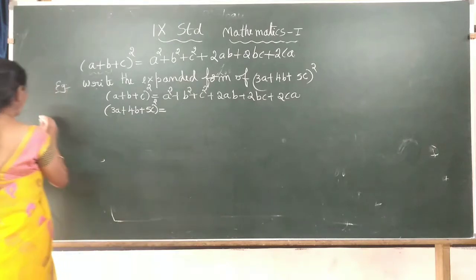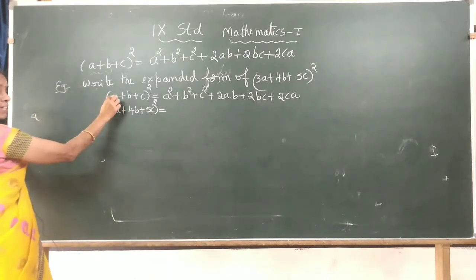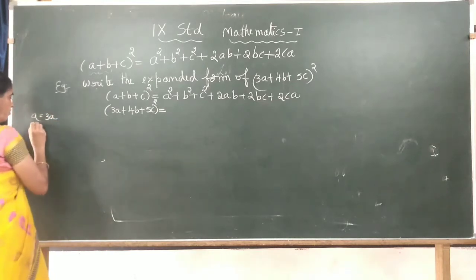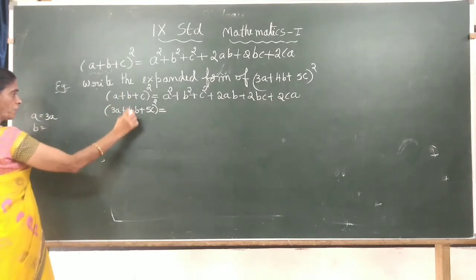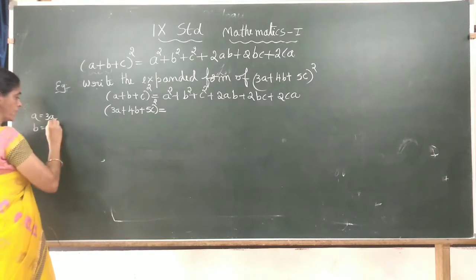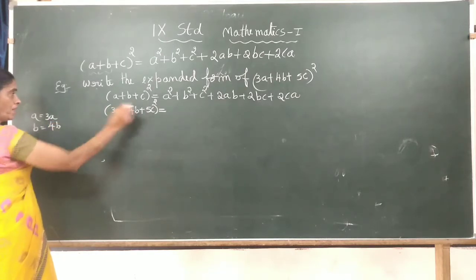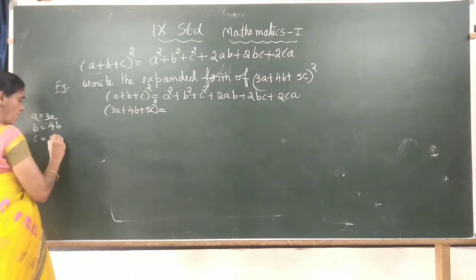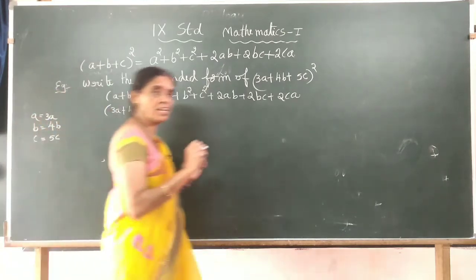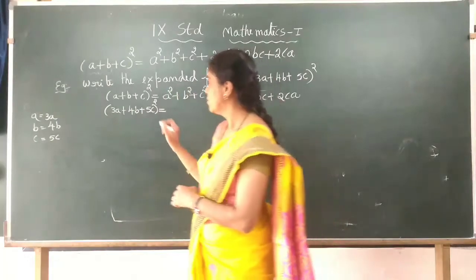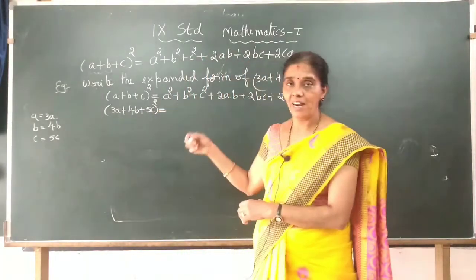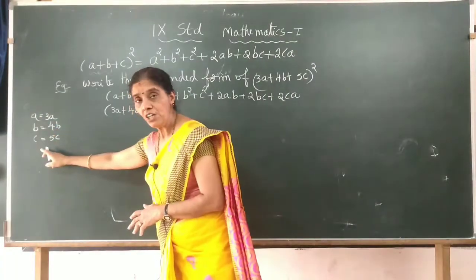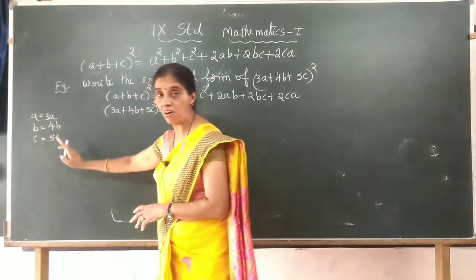Now what is your A here? In the identity it is A, but in your problem its value is 3A. The B in the formula is 4B in the problem. In the same manner, the value of C in the given problem is 5C. Now see the identity and write it the same way, but instead of A, B, C, you have to use 3A, 4B and 5C.